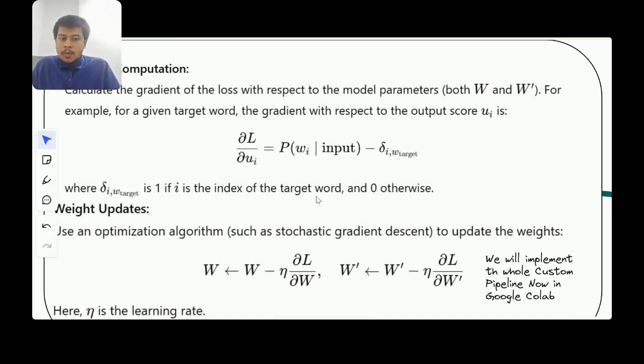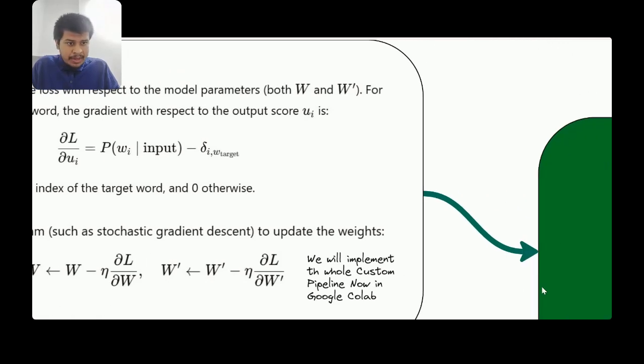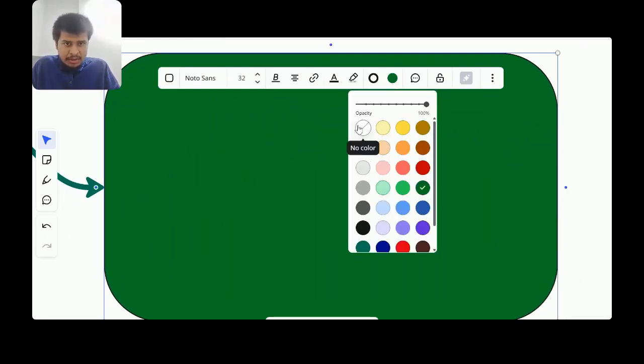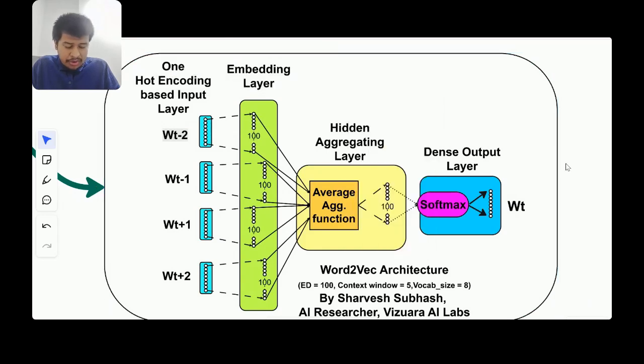Fine. We'll even implement this whole custom pipeline in our Google Colab. Okay. But before going to that, let us see the overall structure of this whole pipeline. How does it look like?